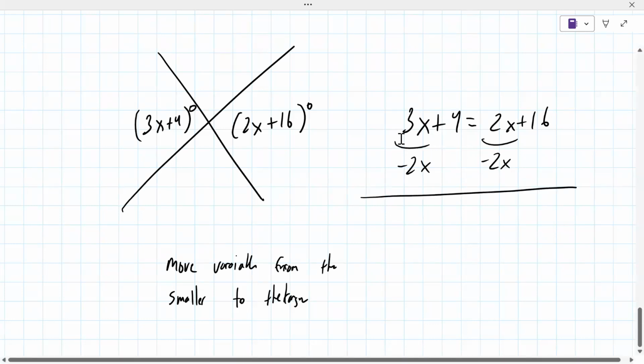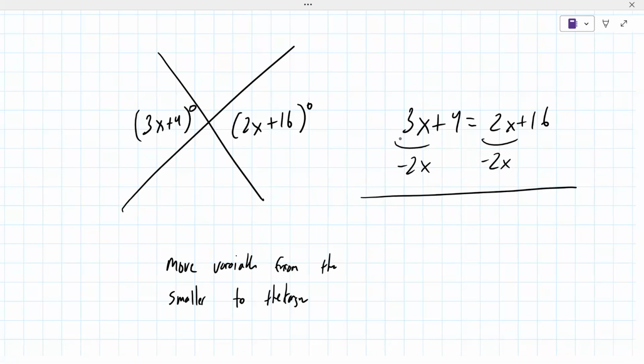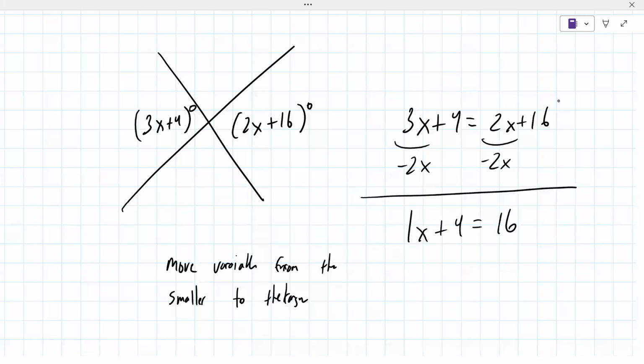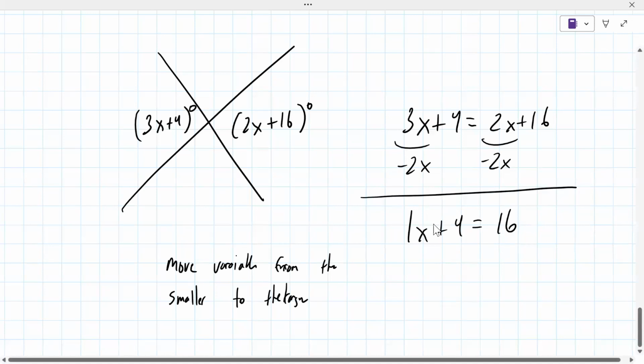What is the result of this over here? Just 1x. Okay, 1x plus 4 equals what? x plus 16. Okay, but the 2x cancels, it goes away. So what is left over here? 16. Good. Looking at just the side with the variable, how do you undo plus 4?